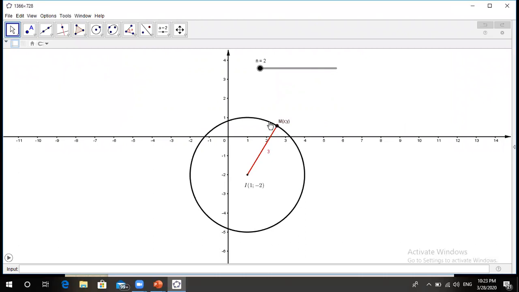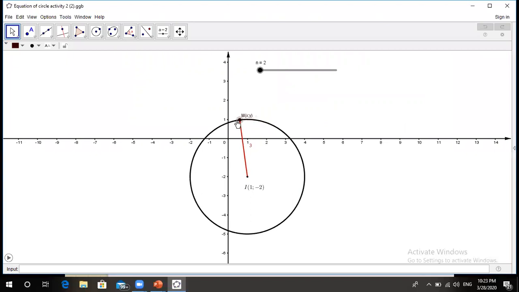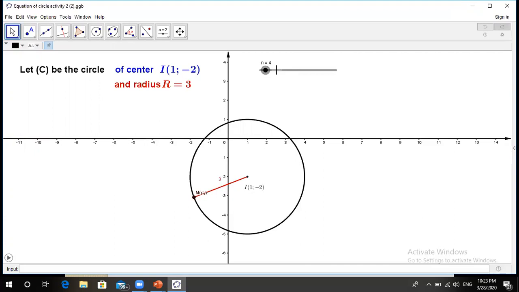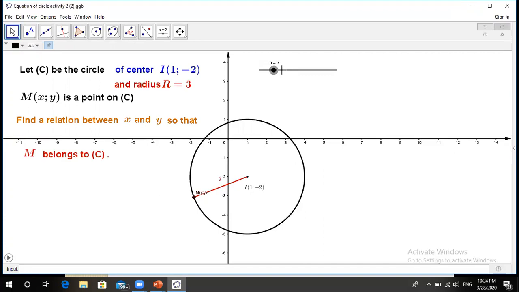M is a point on the circle. M is a variable point whose coordinates are in general x, y. And C is a circle, as you can see, with center I (1, -2) and with a given radius 3. So again, C is the circle, center I, radius 3. M(x, y) is a general point on the circle. And I want you to find a relation between x and y so that M is on the circle.